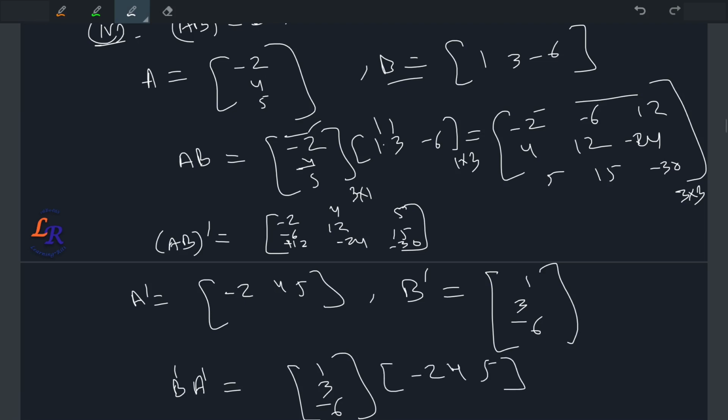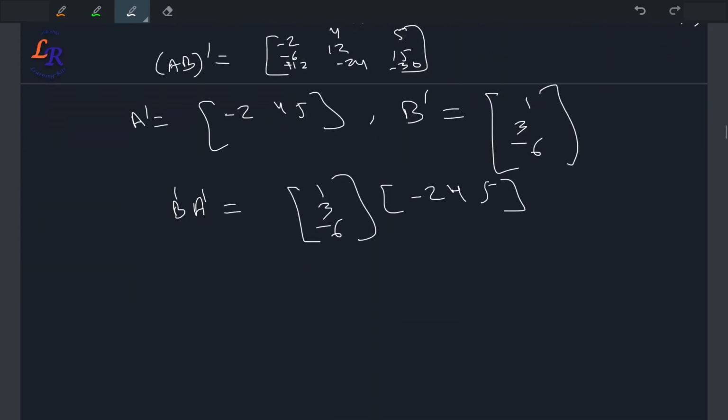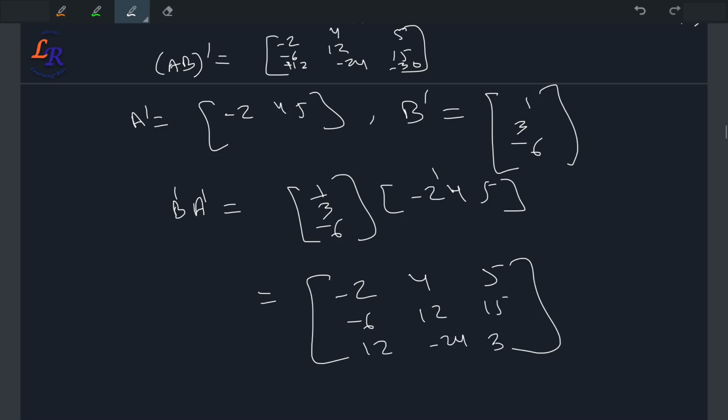Now you do the matrix multiplication, and we'll get something like this: minus 2, 4, 5. Here you get minus 6 12 15, 12 minus 24 minus 30, right? Which is equal to, you see, this is the same value here. So it is A B dash. So now you can see that A B dash is equal to B dash A dash.